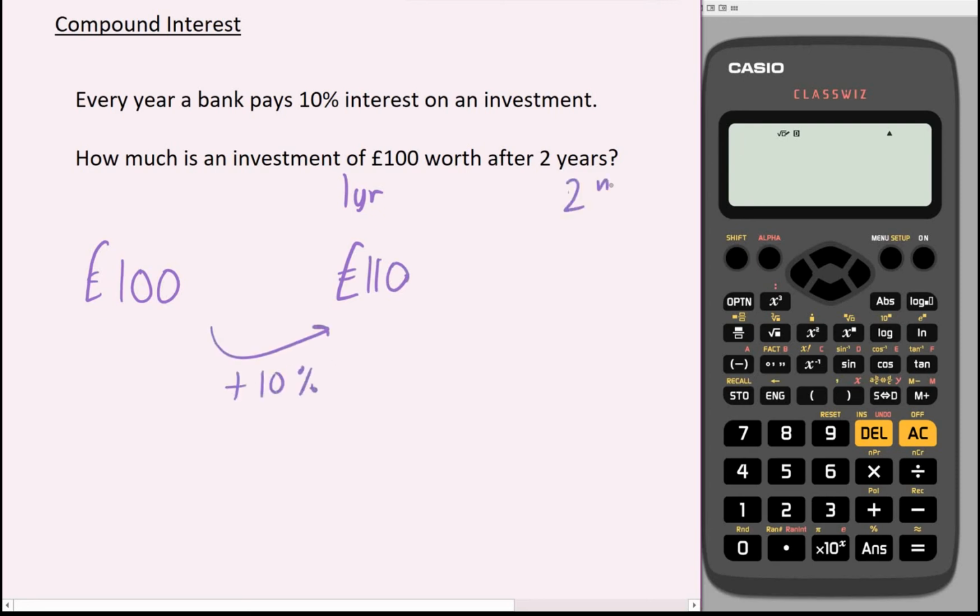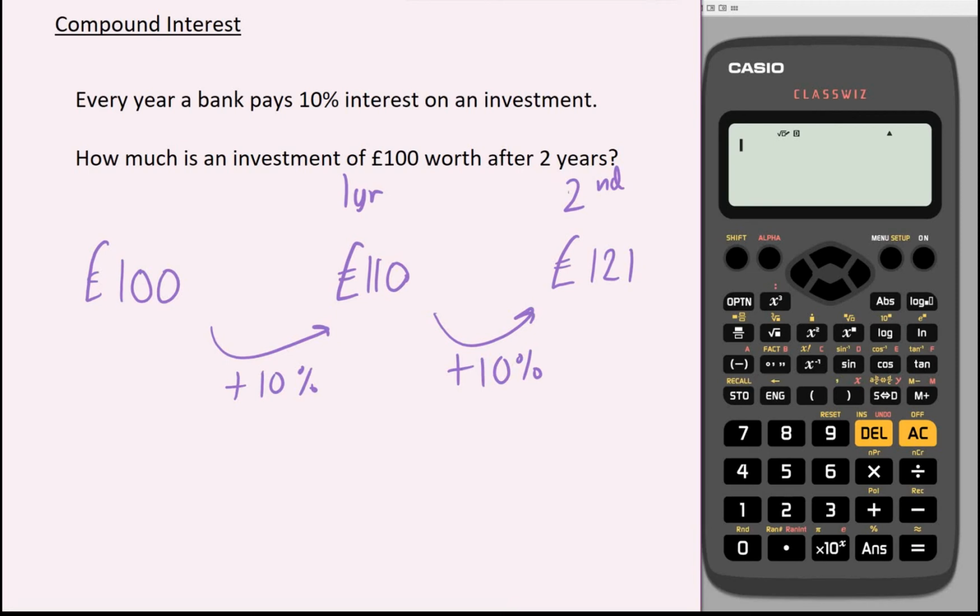For my second year, I'm going to get 10%, but it's going to be 10% of my first year total. So I now need to add on 10% of £110. If you work out 10% of this, that's going to be £11. So if you add £11 on, we have a total of £121. The common mistake is to assume you just add on £10 each year, but you don't. You add on 10% from the previous total.